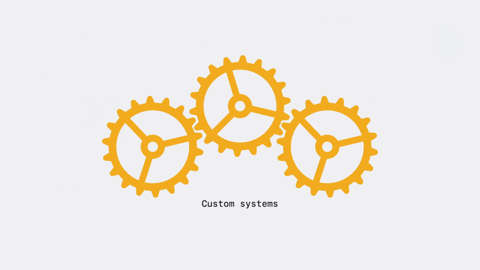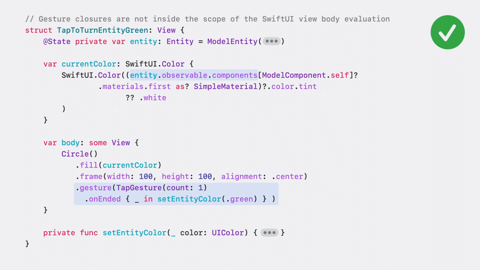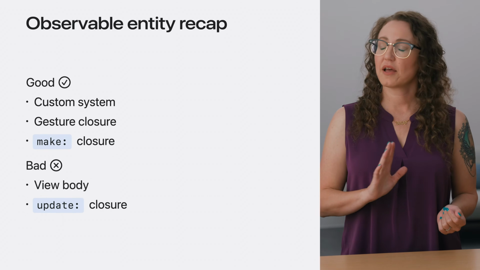You can also update the properties on an observed entity from within your own custom system. A system's update function is not inside the scope of the SwiftUI view body evaluation. So this is a good place to change my observed entity's values. The closures of gestures are also not inside the scope of the SwiftUI view body evaluation. They are called in response to user input. You can modify your observed entity's value here, too. To recap, it's cool to modify your observed entities in some places and not in others.